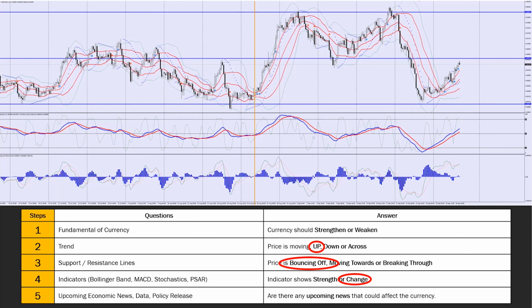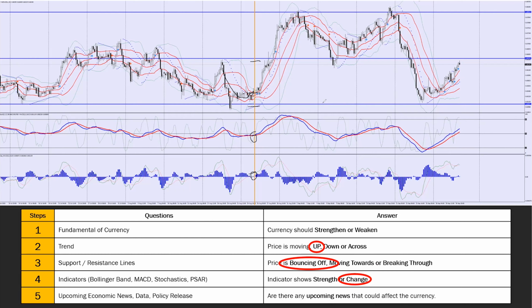Price is moving up. Price is bouncing off support. Oops, let me draw that again. Price is bouncing off the support level again, pointing up. Indicators not outside Bollinger Band, showing me some change. Entry there, stop loss, take profit. And you can see that if you follow those steps, it sits there and it goes straight up towards your take profit level.